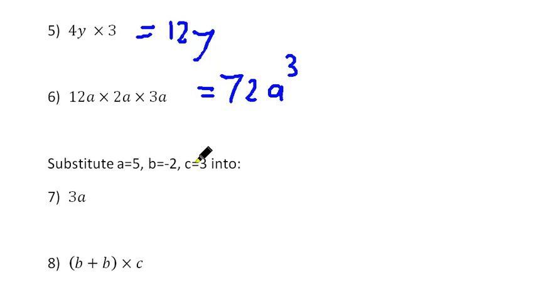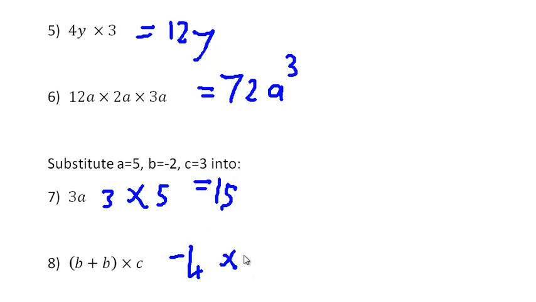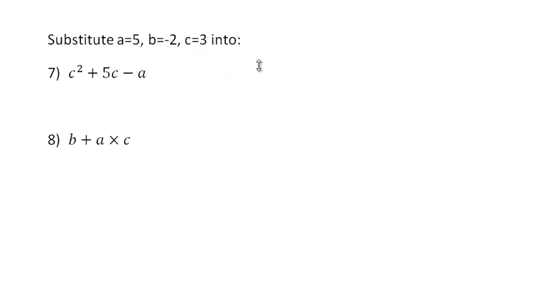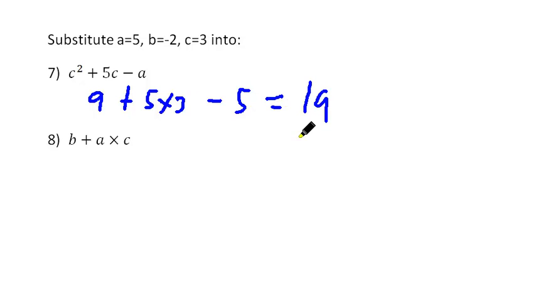Substitute a equals 5, b equals minus 2, and c equals 3 into this. This means 3 times 5, which equals 15. Over here we've got b plus b. Well, minus 2 plus minus 2 is minus 4 times 3 gives us an answer of minus 12. C squared is 9, because 3 times 3 is 9, plus 5 times 3 minus 5. So 9 plus 15 gives you 24, take away 5 gives you 19.